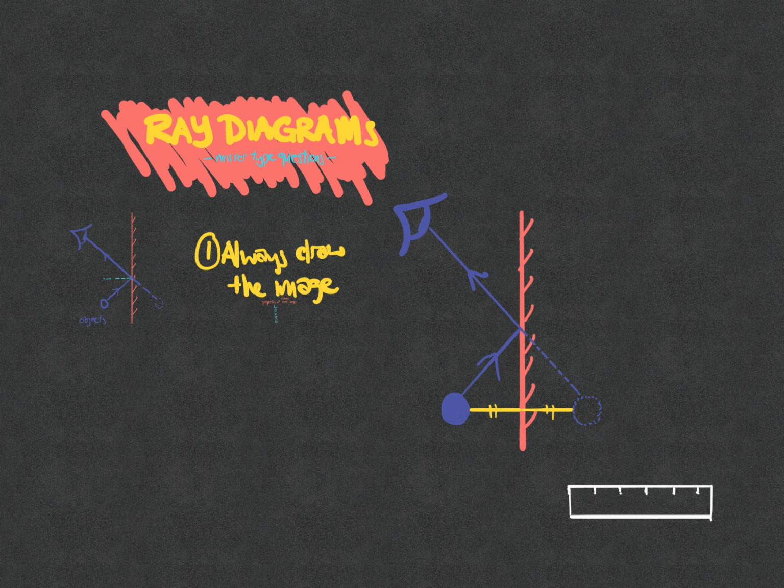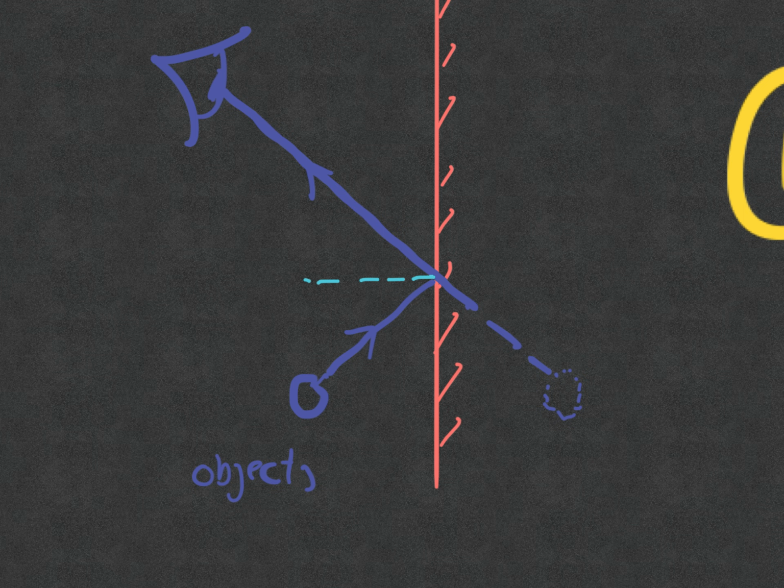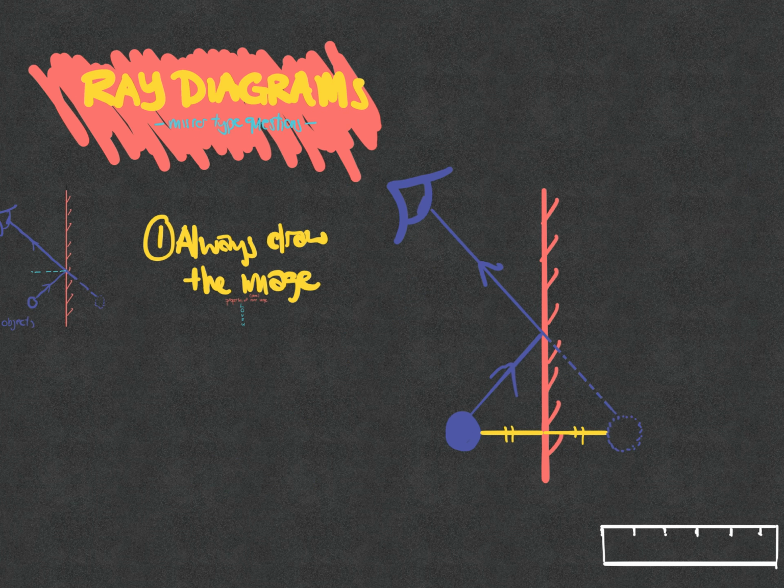Alright, how do I know that I actually did it well? So let's look at what we have over here. This over here is my normal. Normal means it is 90 degrees to this boundary, 90 degrees to the mirror. Where the light ray hits, I'm going to draw the normal, because that's how I measure the angle of incidence and angle of reflection. So let's go back here.